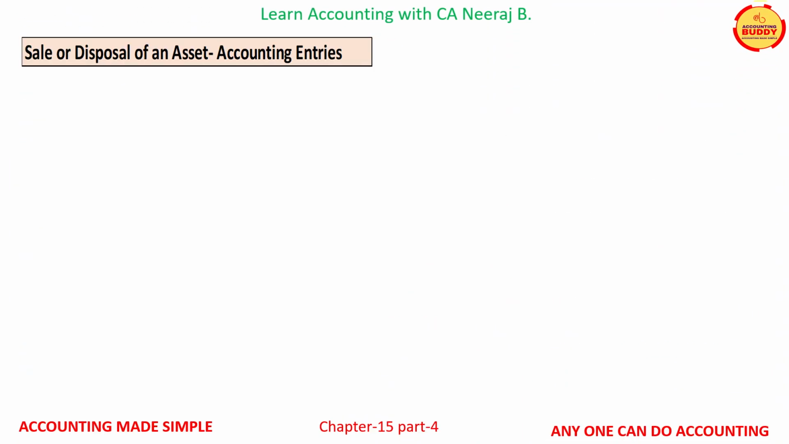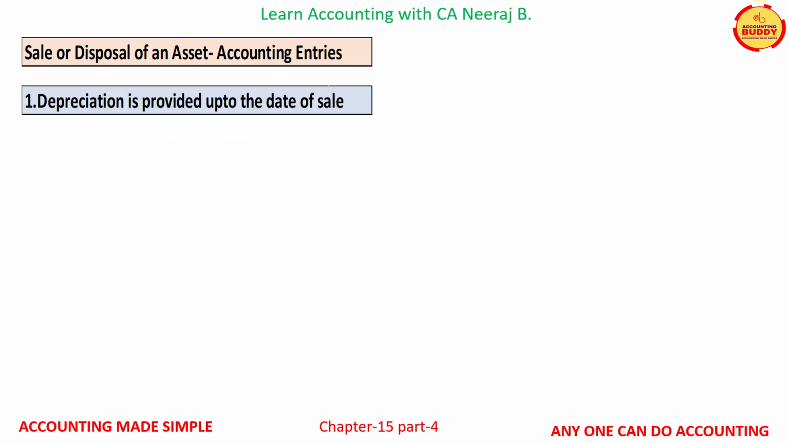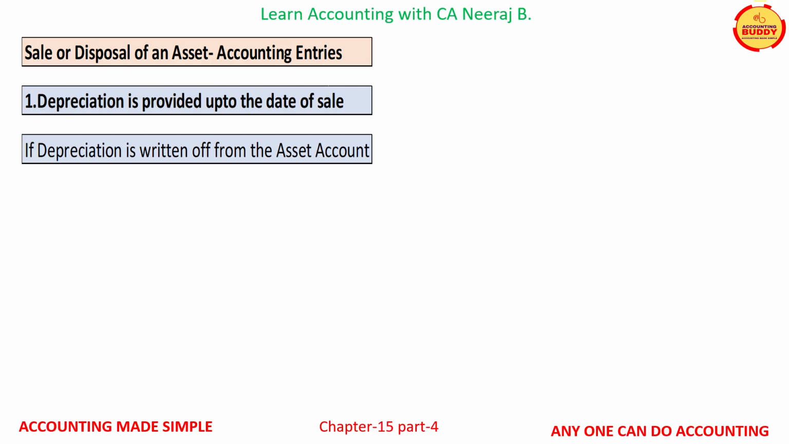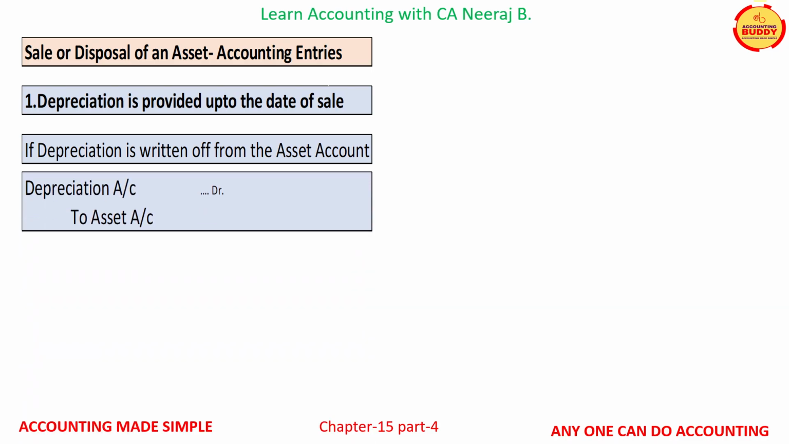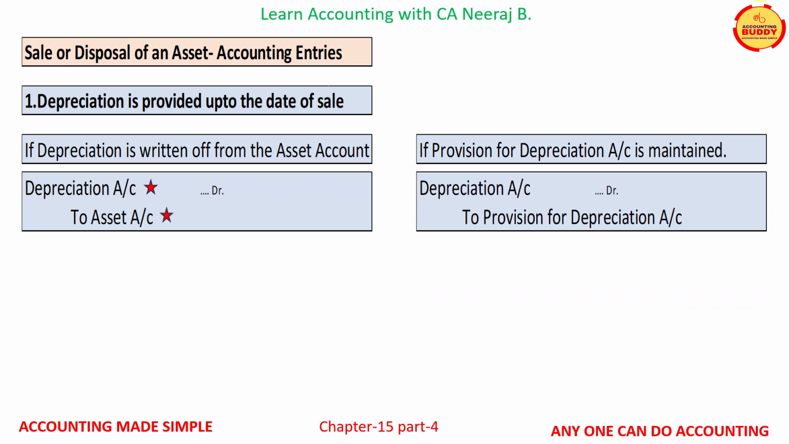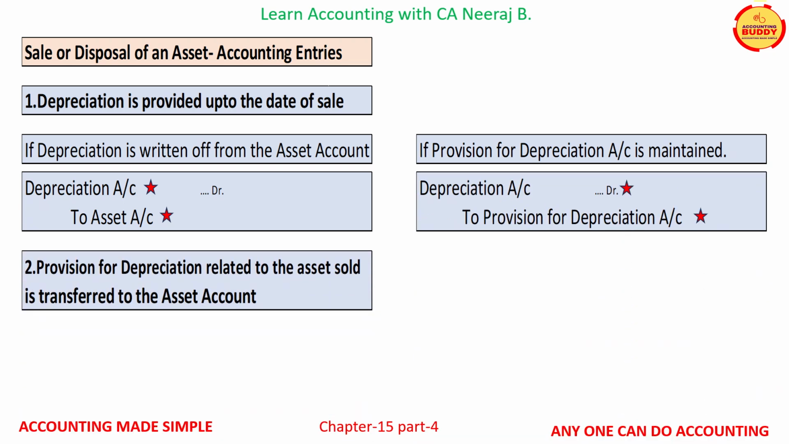In this slide, let us learn the accounting entries related to the sale of the fixed asset. Always remember, when the fixed asset is sold, depreciation is always provided up to the date of sales. If depreciation is written off from the asset account, the below journal entry is passed: debit depreciation account and credit asset account. Now, if the provision for depreciation account is maintained, then the below entry is passed: debit depreciation account and credit the provision for depreciation account.